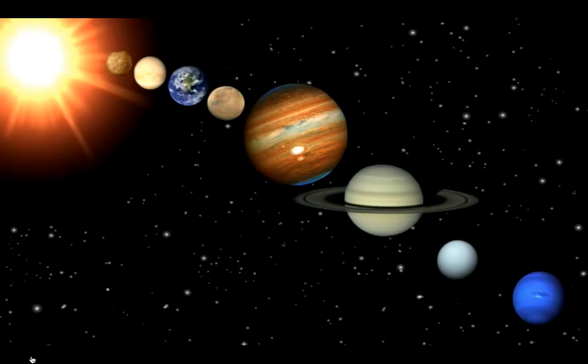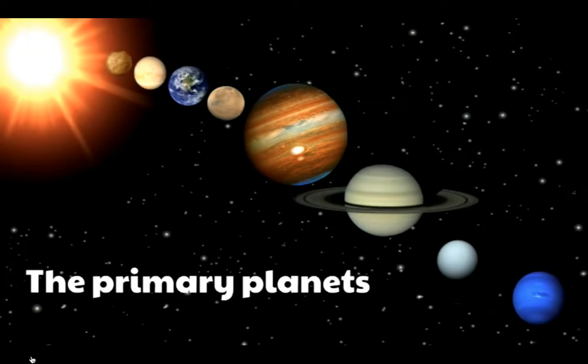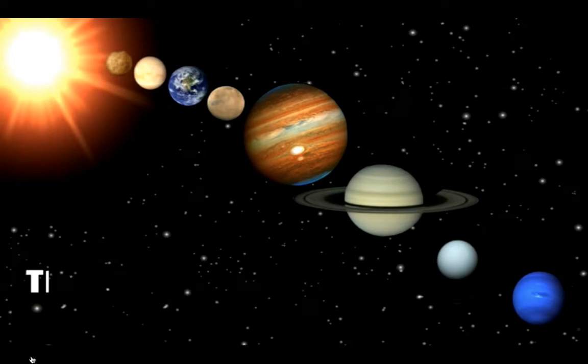Well, there they are, the primary planets. You're going to get to know all 8 of these primary planets. You're going to know them so well. Oh my goodness, this is going to be awesome. The first planet is Mercury. Mercury is the closest planet to the sun. The second planet is Venus. Pretty cool, huh? The second planet is Venus.